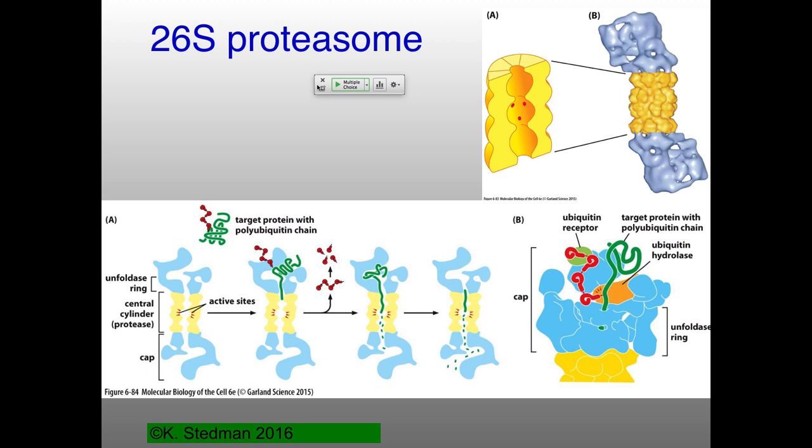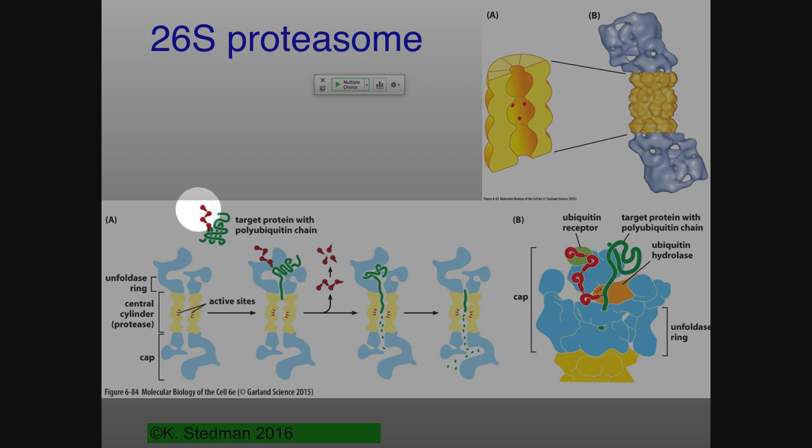Well, if the proteasome degraded everything, we'd have problems. There has to be a way that you can get proteins to be degraded by the proteasome. And that's our molecular zip code. And the molecular zip code here is polyubiquitin. So ubiquitin, we talked about ubiquitination before. This ubiquitination then is a signal to get the protein that's attached to it to the proteasome.